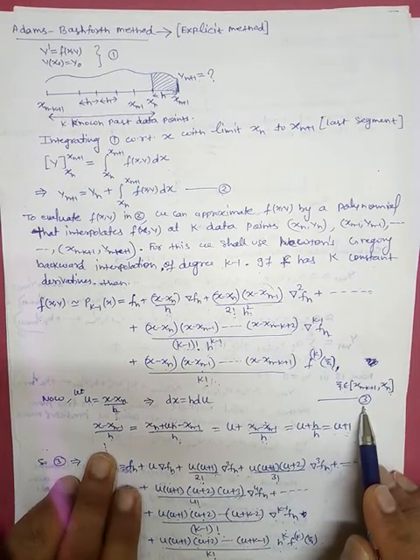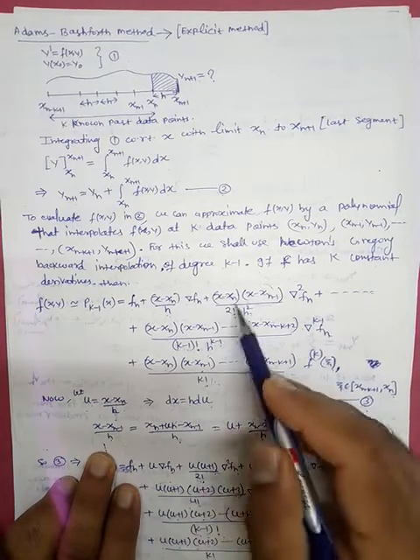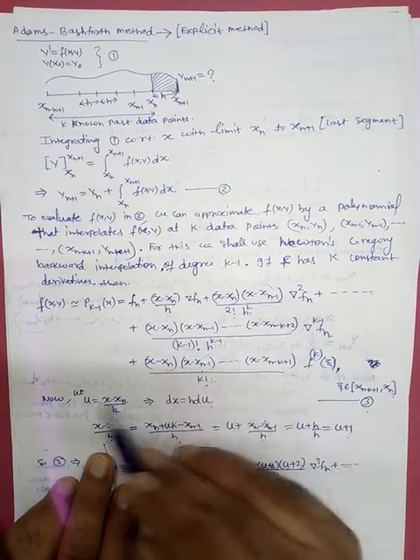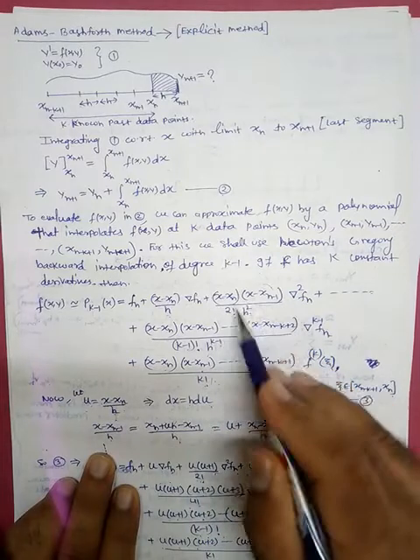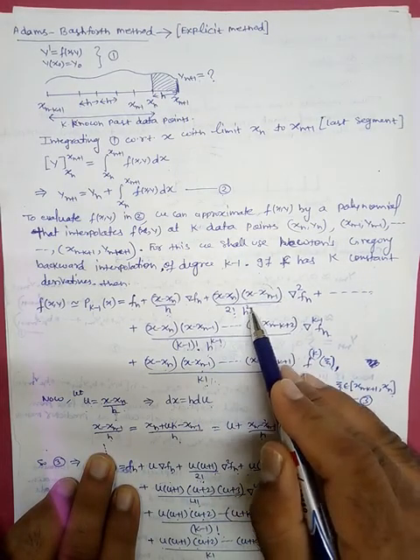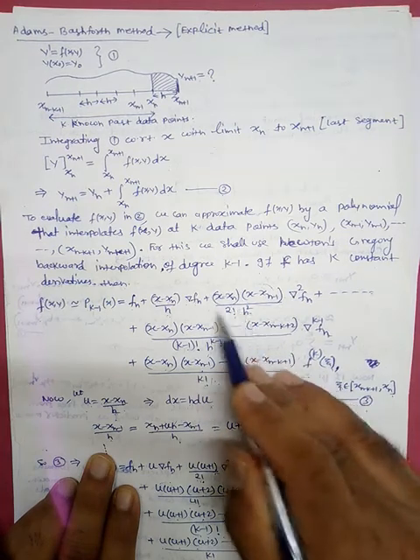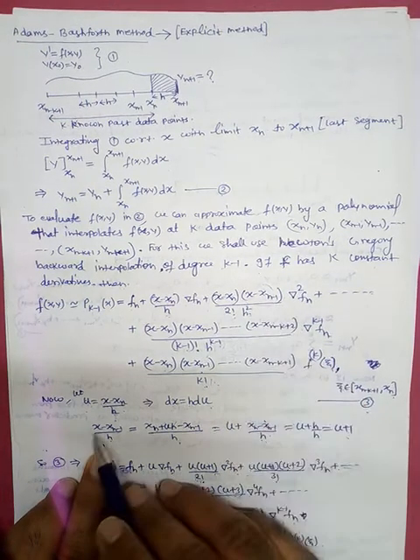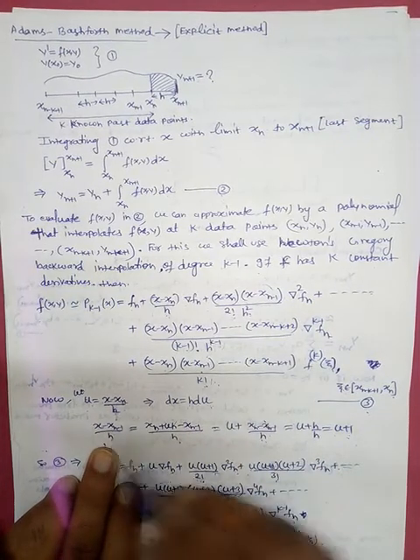Okay. Now, because (x - x_n)/h is already u, in the next term, (x - x_{n-1}) divided by h squared, you can take one h with this term and another h with this term. So ultimately we get (x - x_{n-1})/h. This part.